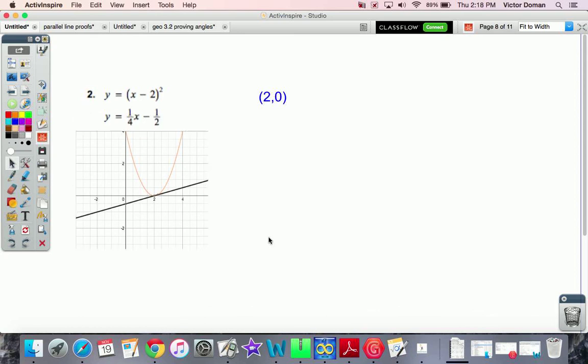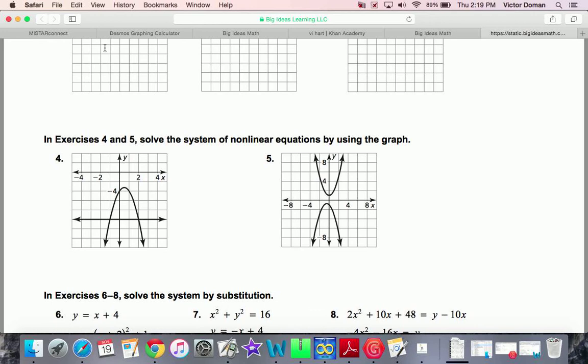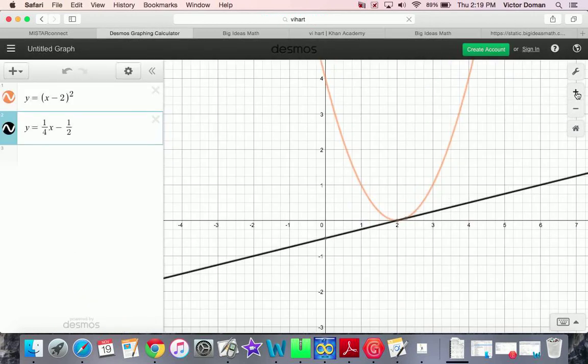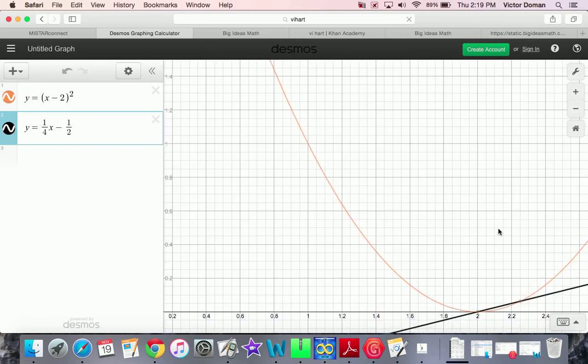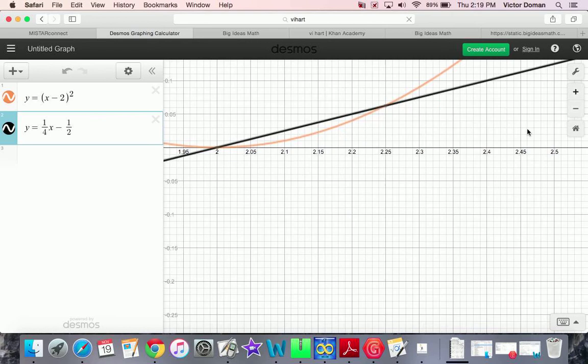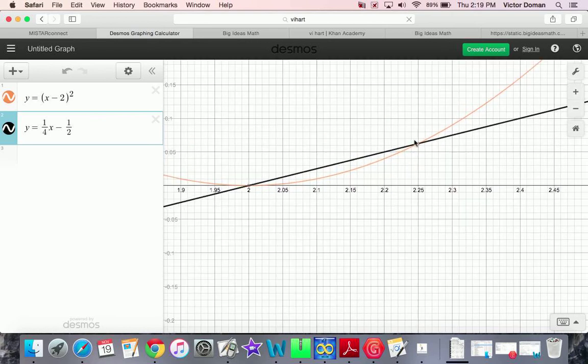If you take a closer look, you're going to notice that the only solutions that we could see explicitly, yes, (2, 0) was a solution, but if you get real close, you're going to understand that there's going to be a second solution. So with our graphing software, it's actually pretty easy to see that second intersection at (2.25, 0.0625). That's something we can see visually with this.